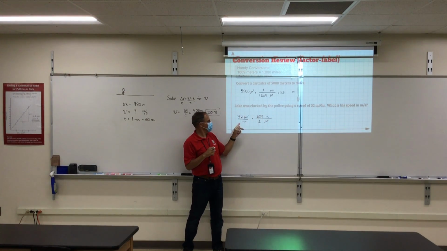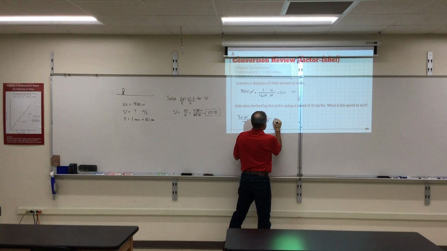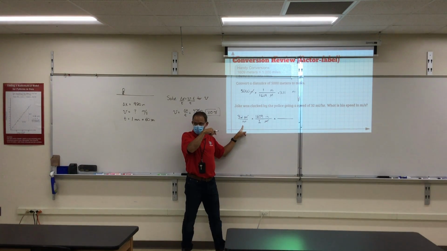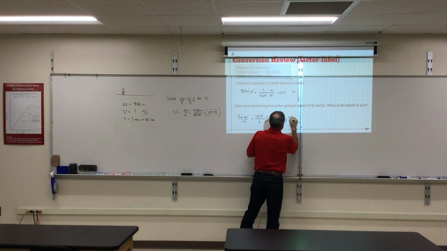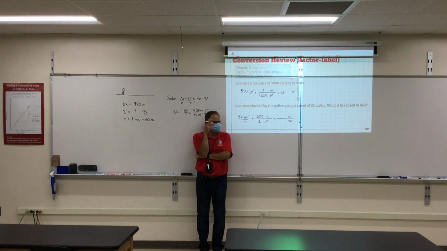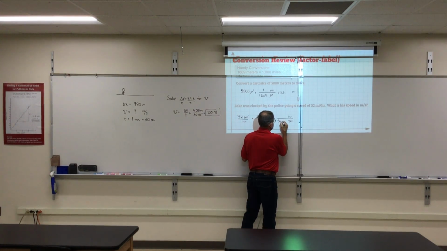If I stop there, I'd have meters per hour. Is that what I want? No. I want meters per second. So I've got to get rid of the hour. The hour is in the denominator, right? So I've got to get hour in the numerator, and I've got to get seconds in the denominator. Does anybody know how many seconds in an hour? 60 seconds in a minute. 60 minutes in an hour. So 60 times 60 is 3,600 seconds in 1 hour.